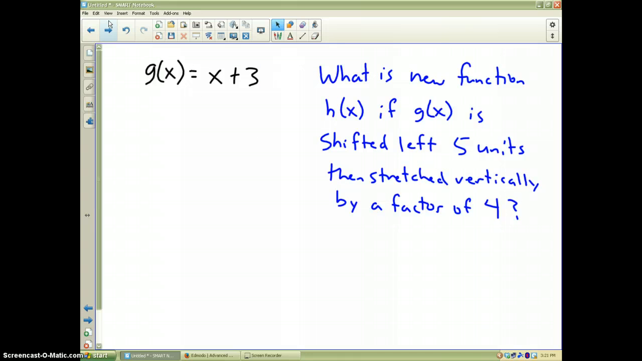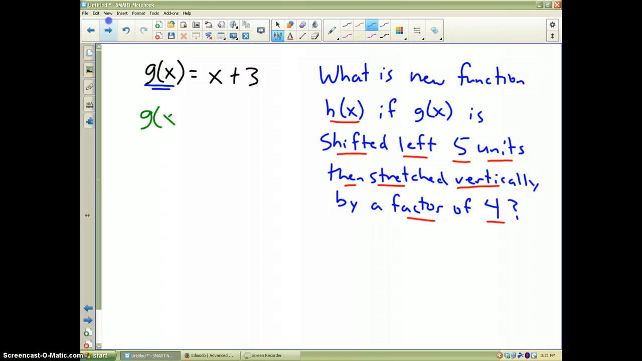All right, last example. Let's do this mathematically. I have the original function g of x, which is equal to x plus 3. I want to know what the new function h of x is if g of x is shifted left 5 units, then stretched vertically by a factor of 4. In order to do this mathematically, we take our original function g of x and we write it down. The first thing it says is shift it left 5 units.